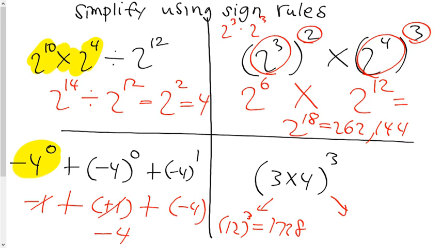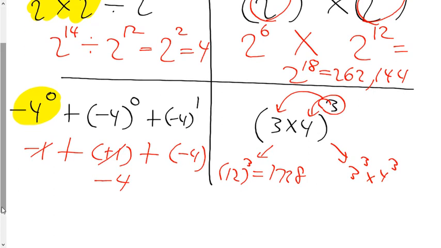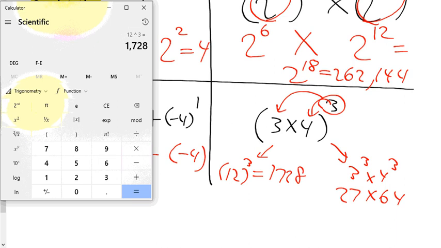But using exponent rules, we can allocate this 3 to both parts of our product. Meaning, we can rewrite it as 3 cubed multiplied by 4 cubed in exponential form, or 27 times 64. Anyone want to guess what 27 times 64 is? It is, yeah. 27 times 64 is 1,728.